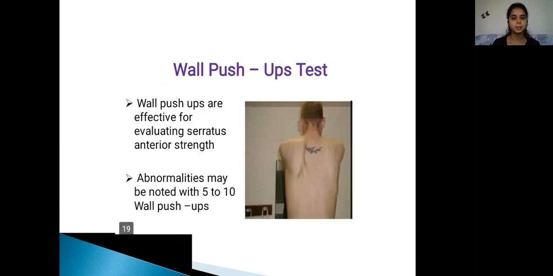Wall push-up test. Now the patient is told to do wall push-ups, which is done for evaluating anterior serratus anterior strength. Abnormalities may be noted with 5 to 10 wall push-ups.